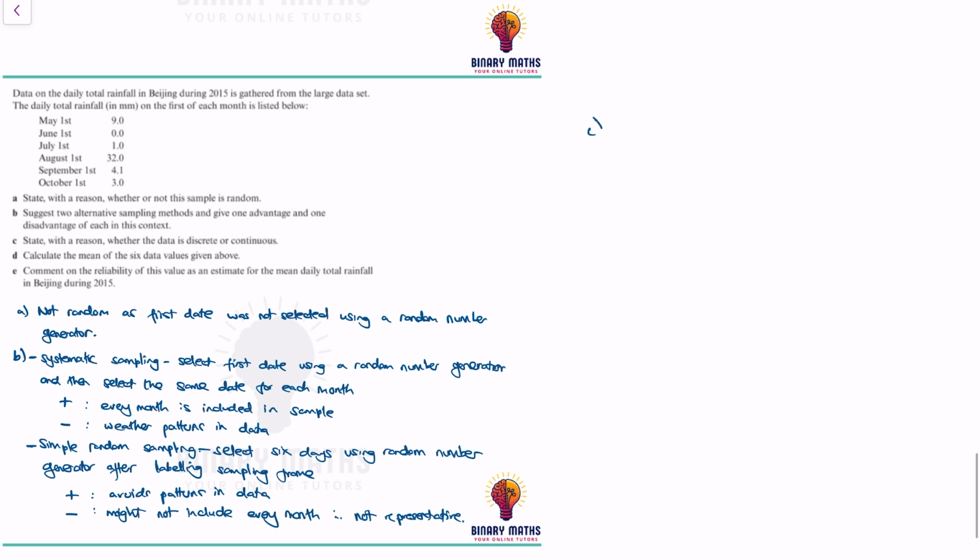Okay, C. State with reason whether the data is discrete or continuous. It is continuous. Rainfall can take any value.